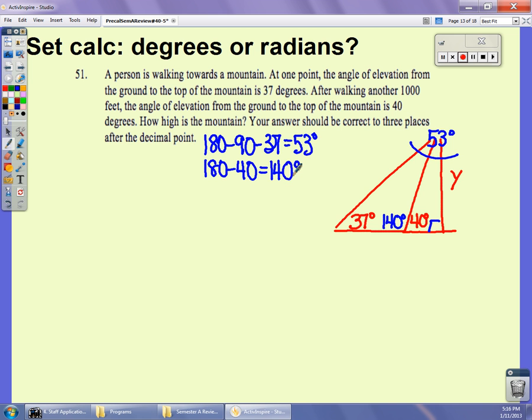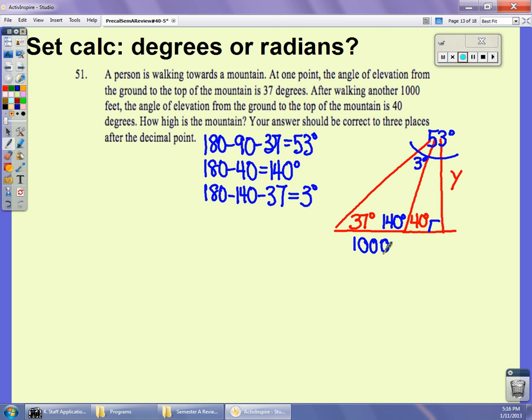Now we have two angles out of this triangle, so we can find that the little angle at the top is actually 3 degrees. That's 180 minus 140 minus 37 equals 3. Now remember, to get from the 37-degree angle to the 40-degree angle, they had walked an extra 1,000 feet.